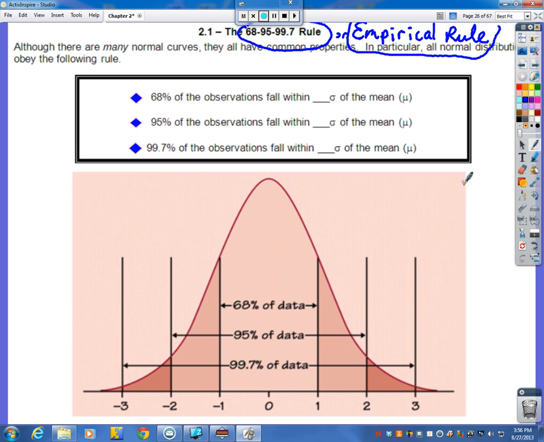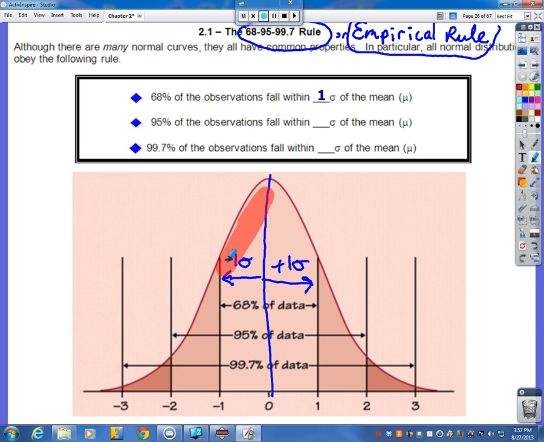So the nice thing about normal curves, and it doesn't matter what normal curve you're referring to, whether it's short and fat or tall and skinny, there's something that's always true. And that is about 68% of all your data is within 1 standard deviation of the mean. So 68% of observations fall within 1 standard deviation of the mean. And now we mean 1 standard deviation above the mean and 1 standard deviation below the mean.